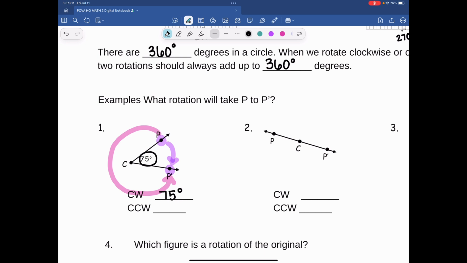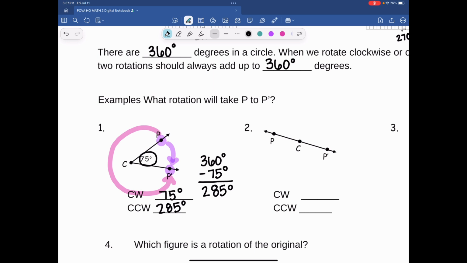So remember, the whole total is 360, but we've got to subtract the 75 that was clockwise, and that's going to leave me at 285. So we're going counterclockwise by 285 degrees. So technically we would have landed in the same position. It's just about how we rotated it and in what direction.